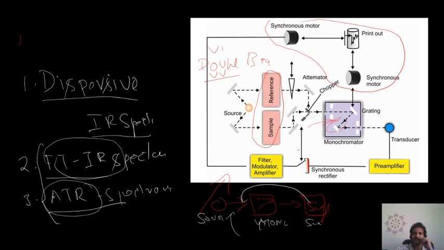Otherwise monochromator role is not used here. So the light source you are sending directly to the sample, then only you are using the monochromator. It's a fundamental difference between your double beam UV visible spectrometer and your dispersive type IR spectrometer. That's the very very important difference.